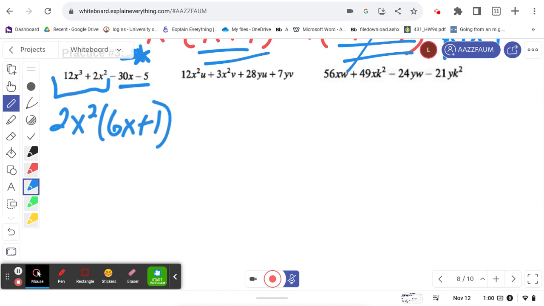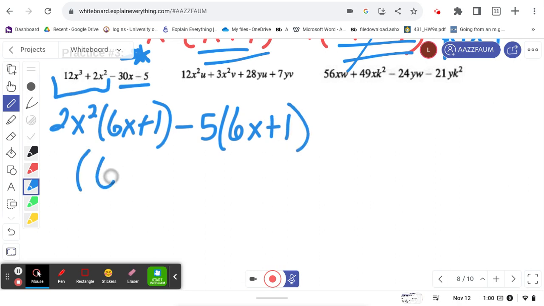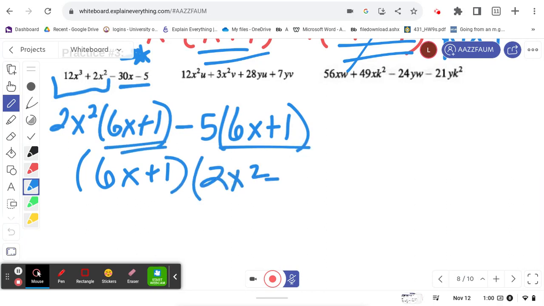On this one, be very careful. There's that minus in front, so we're going to pull out a negative 5, and when we do that, we're left with 6x plus 1. And then the 6x plus 1 is the common factor that we're going to pull out, and we're left with 2x squared minus 5.